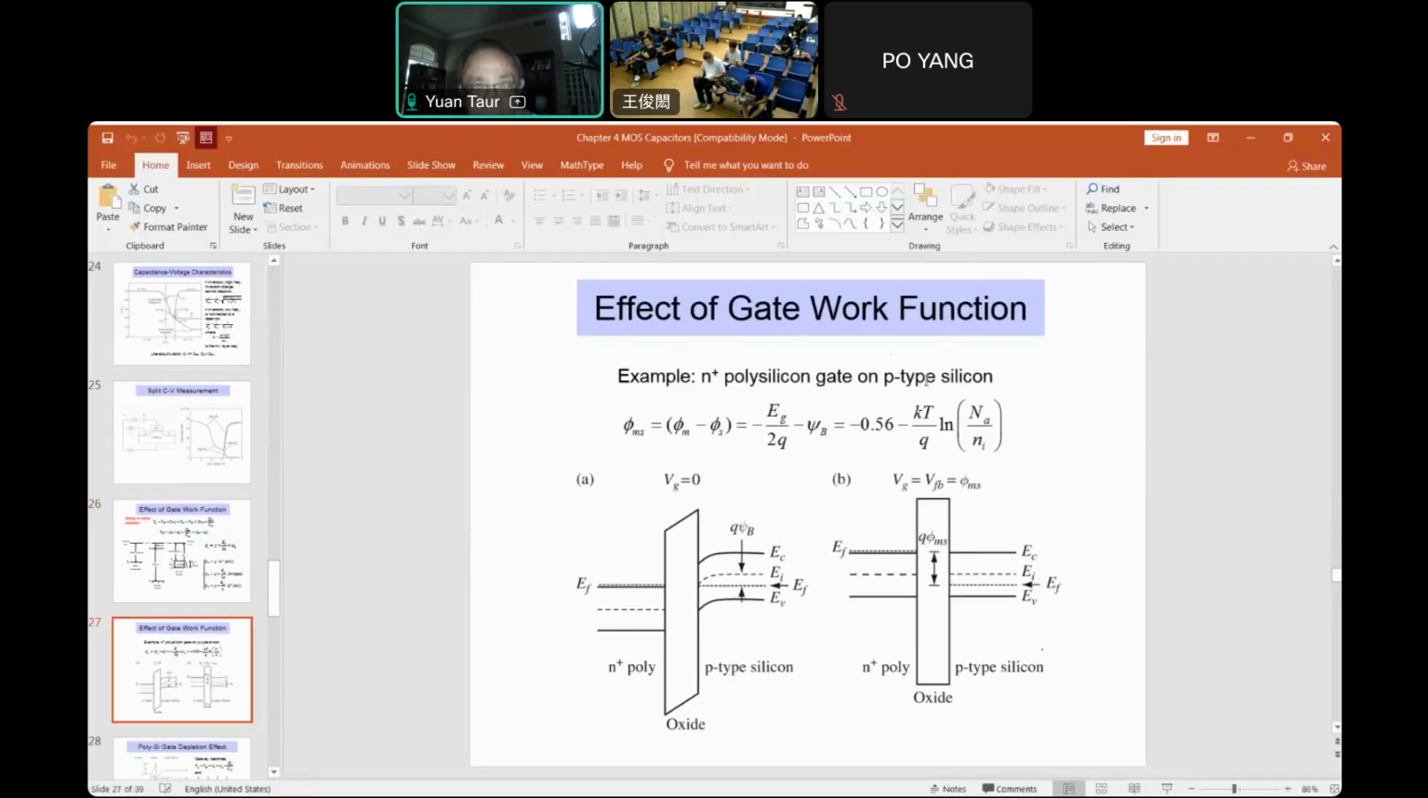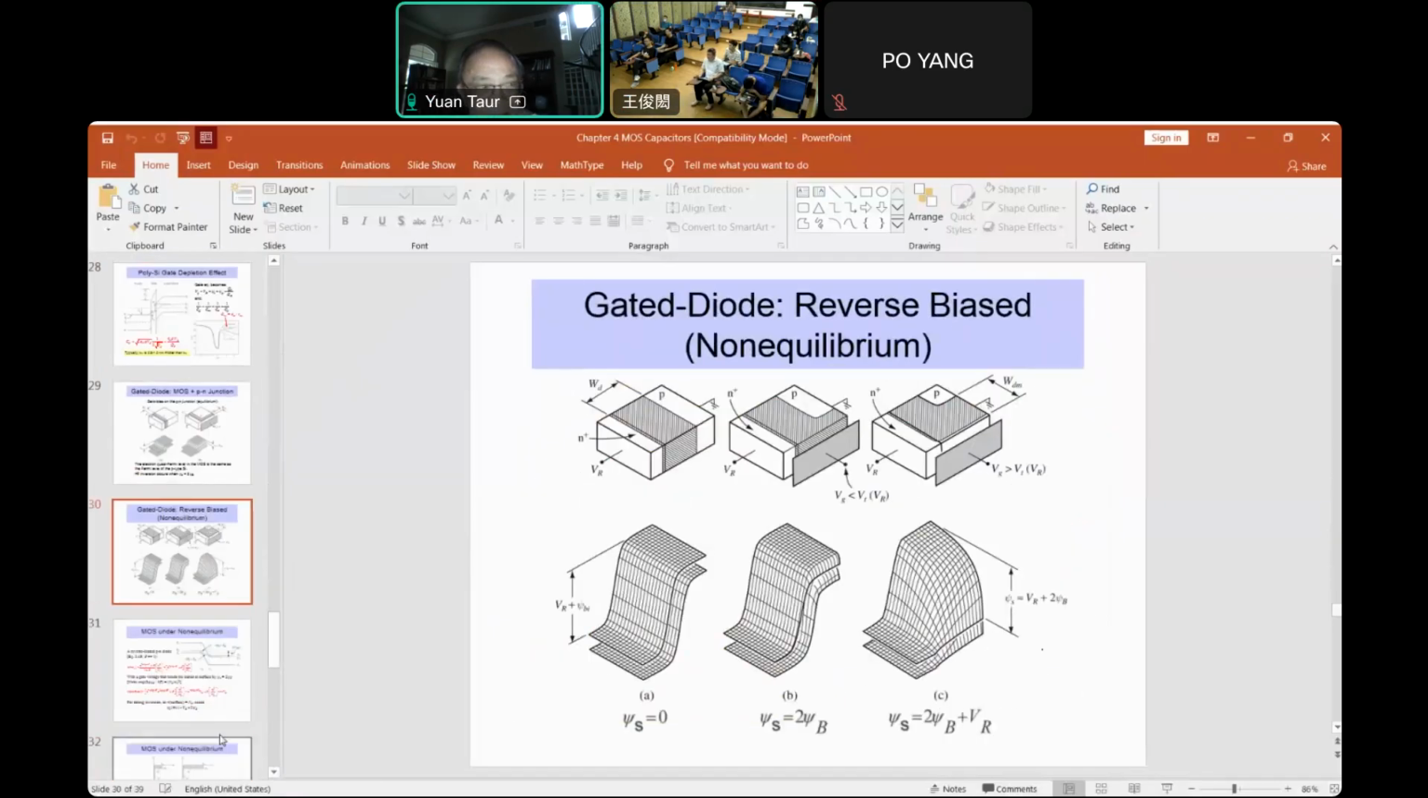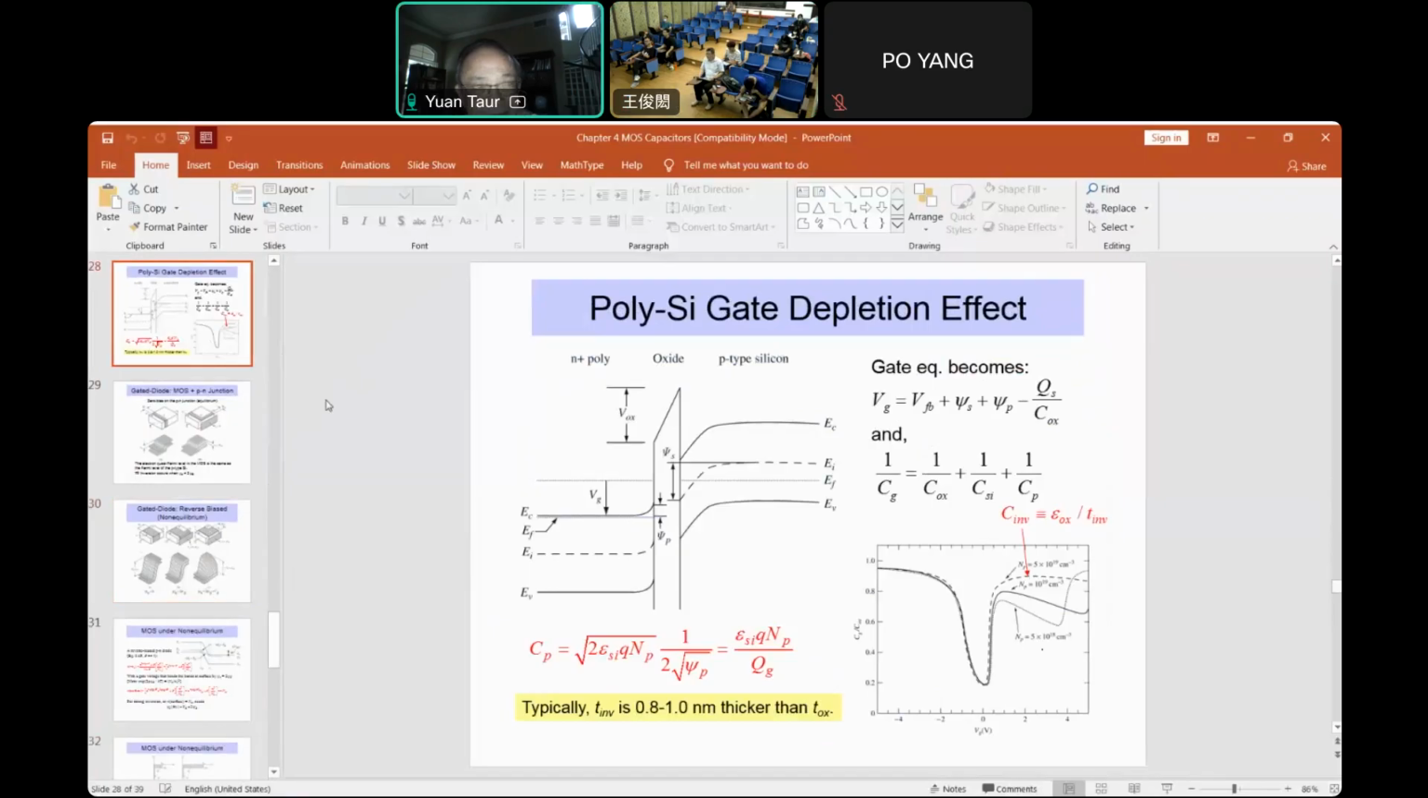That has been the case for many generations until maybe, I don't know, Jack can point out, maybe 15 years ago, with the high-K metal gate. Yeah, and here's one of the reasons. That's the so-called polysilicon gate depletion effect.